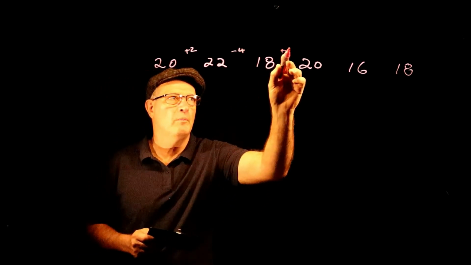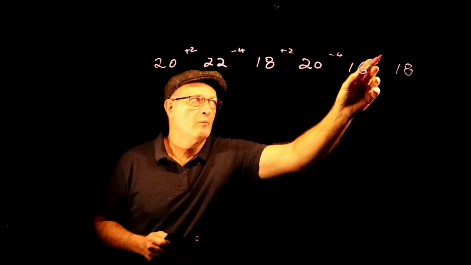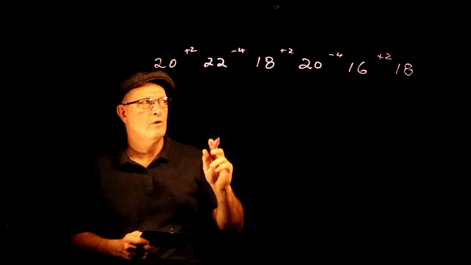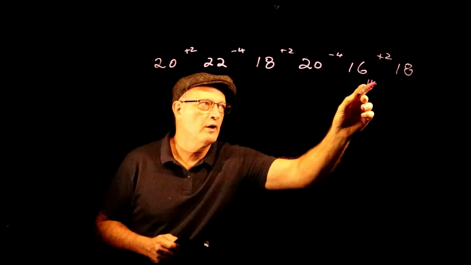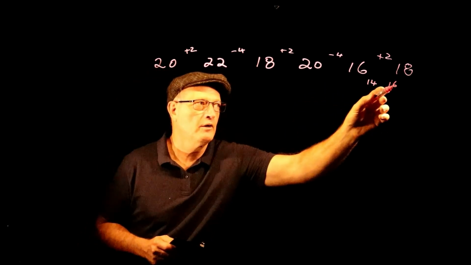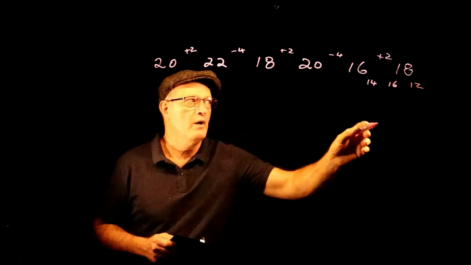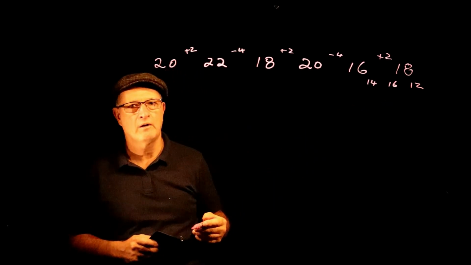Let's see if that's the pattern. Plus 2. Yep. 20. Oh, look at that. Minus 4. 20. Plus 2. 20. So your next few numbers should have been minus 4. So you would have got 14. And then you would have plus 2. So you would have got 16. And then you would have minus 4. So you would have got 12. And then you would have got plus 2, which would have been 14 again.